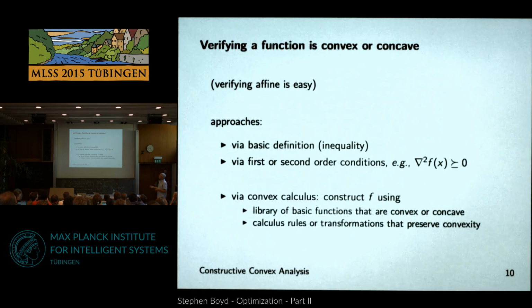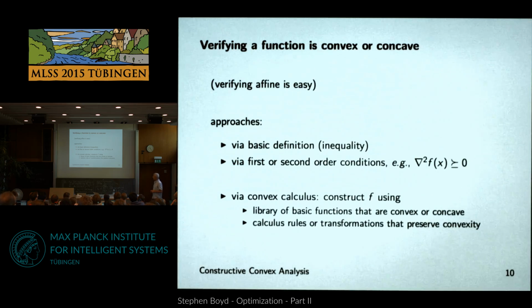You could do it by first or second order conditions. For example, if a function has 2 derivatives, you could form the Hessian, and then you could try to verify that the Hessian is everywhere positive semi-definite, right? That of course makes sense. This is the standard second order condition for convexity. And so this would be one way to do it. And again, this will work for some very simple f's, but beyond that, this is a giant headache and not a good way to go.